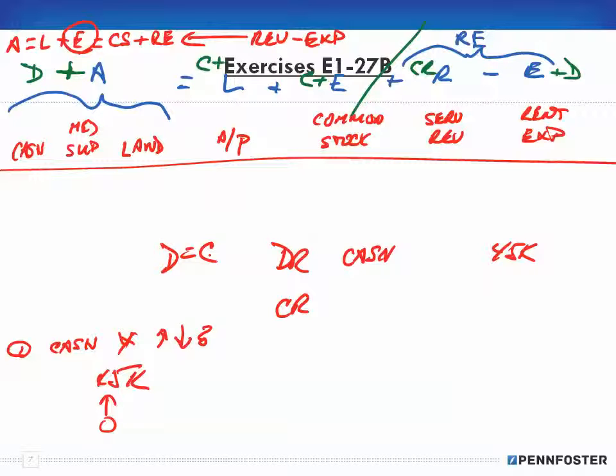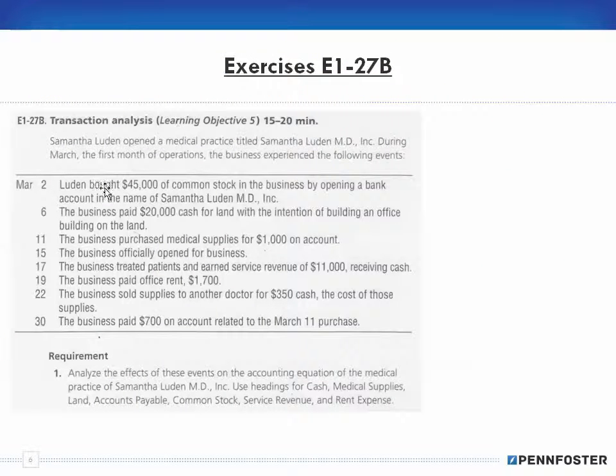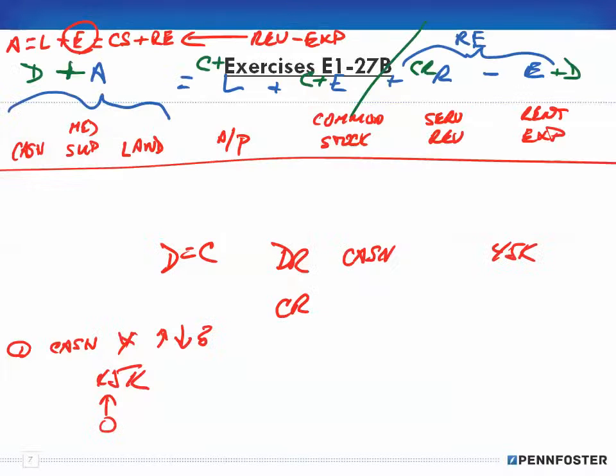Now, a lot of students want to work with the last half first. In other words, when they're reading these transactions, like in this case about $45,000 of common stock, they'll start out with common stock and try to figure it out. And eventually they end up in trouble. They make mistakes because they're starting with the more difficult part of the entry.